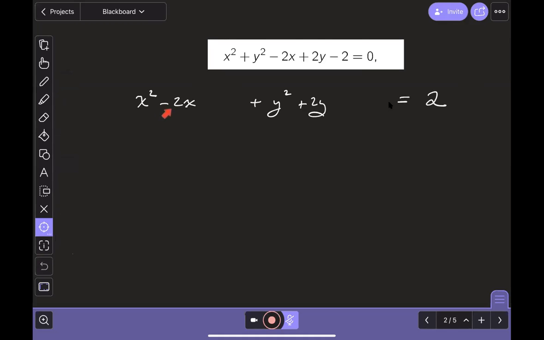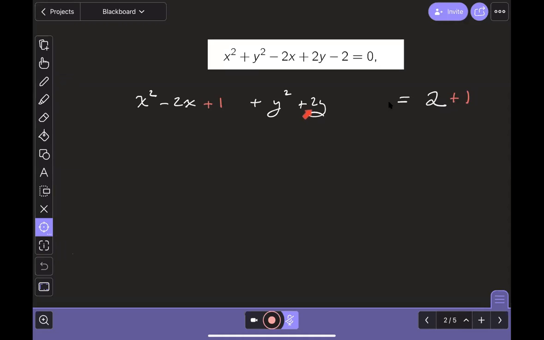Now, what did you do? You took half of this, which is -1, and you squared it, and you would get 1. And then what you did was you added 1 to both sides of the equation. So someone says, why would you have done that? We're steering towards a real simple form. It has something to do with the distance formula.